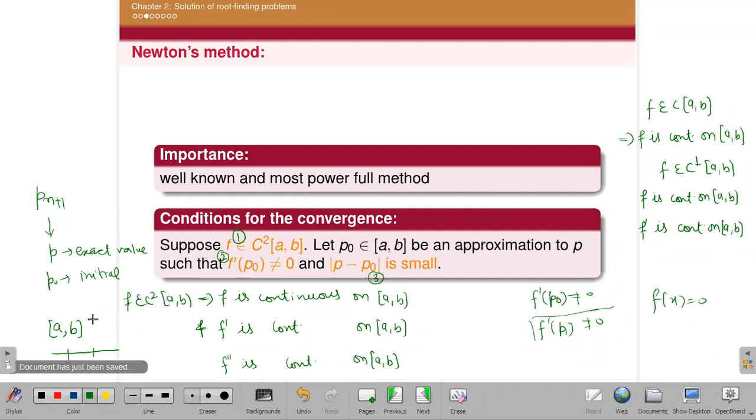Means we are taking our P naught very near to P by using IVT, by taking the interval that we have found by the IVT. Then you take your initial guess from this interval. So that satisfies this condition also. P minus P naught will be small. So these are the 3 conditions.